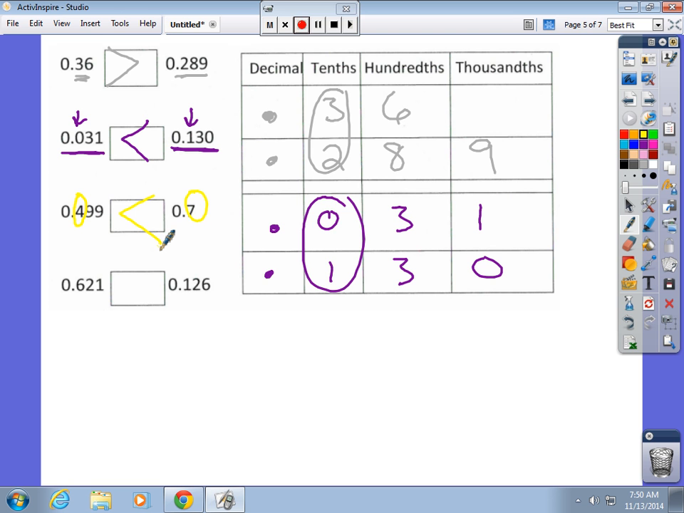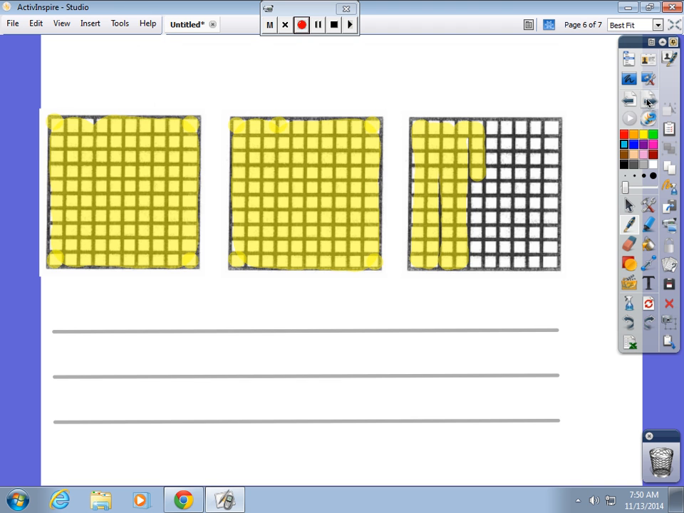621 thousandths, 126 thousandths. Well, again, we're looking in our tenths place first. Both of them have a whole number of 0. The greater number is 6, so 621 is greater than 126. That's where your sheet ends.